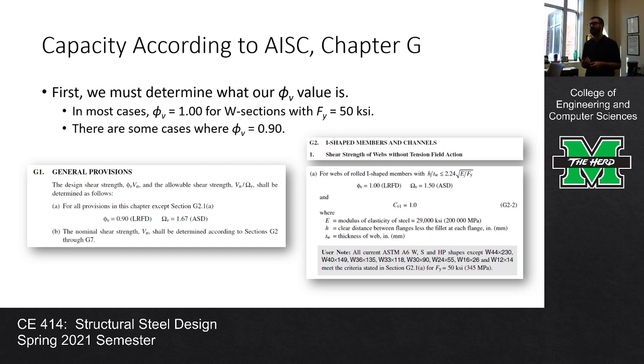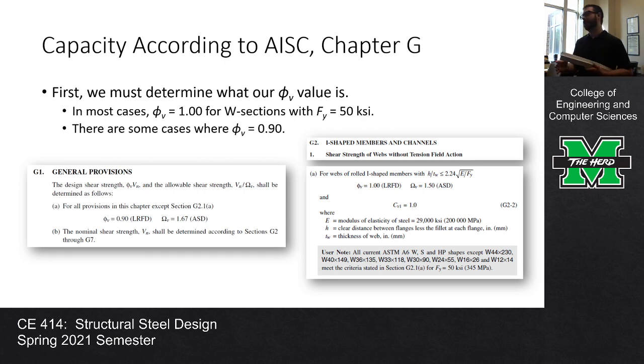But in order to compute the capacity, it's very straightforward for W shapes. You first have to determine what your phi value is. In most cases, phi is 1. There are some cases where phi equals 0.9. Now, if you're doing a plate girder, all of this is up in the air, and you have to go through and do all of these calculations.